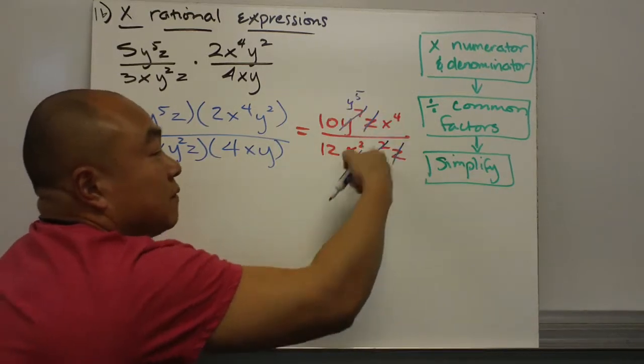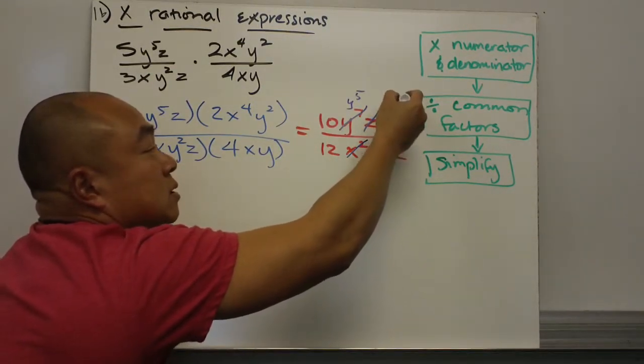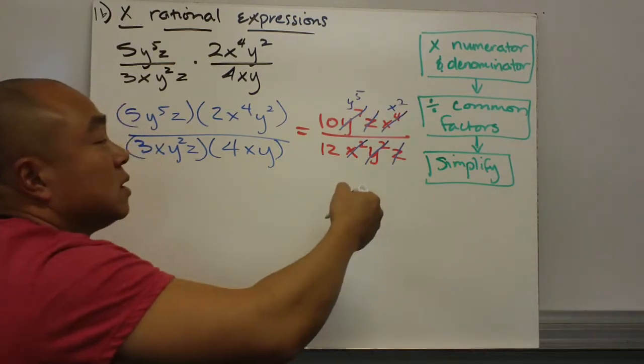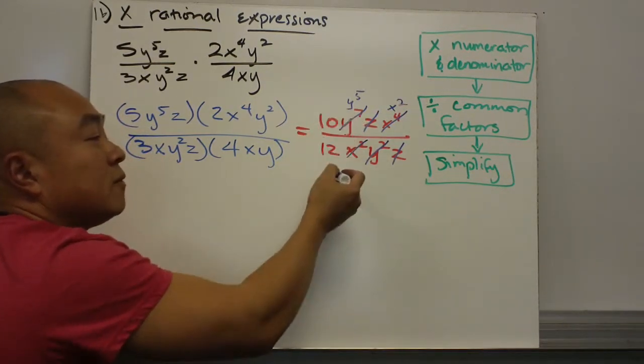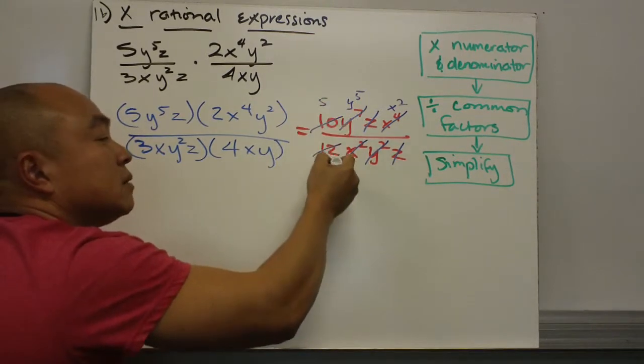And then the x to the 4, I have 2 x's here, that's going to take care of those, so I have that left. And then don't forget my 10 and 12, I can go and simplify that now. And that's going to give me 5, and then that's going to give me 6.